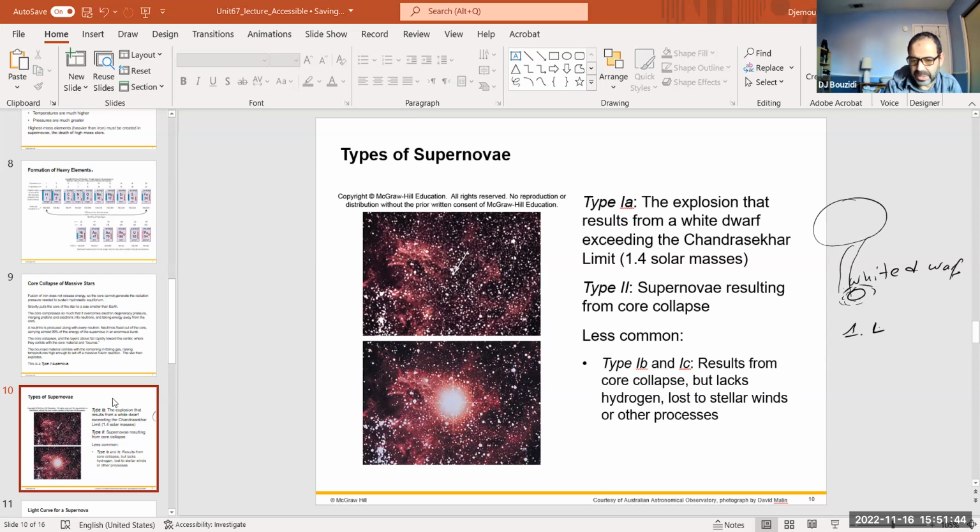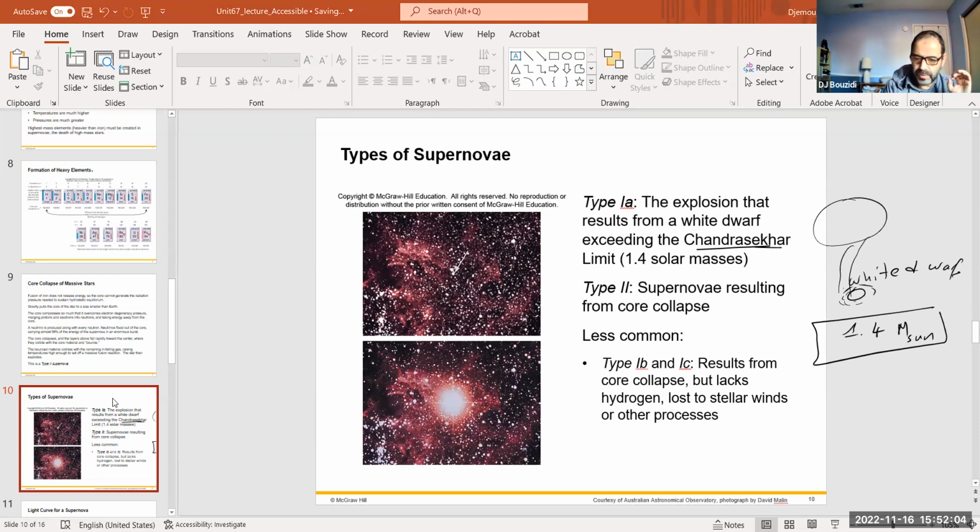Once that reaches a limit called the Chandrasekhar limit, it's the Chandra limit, that's how they call it actually, it's 1.4 times the mass of the sun. That is going to explode.